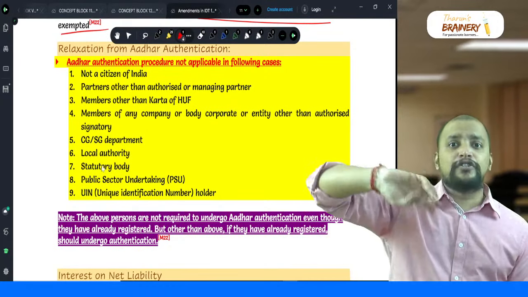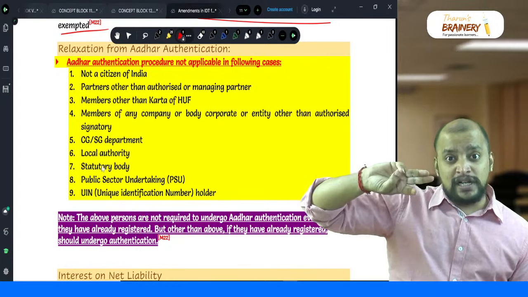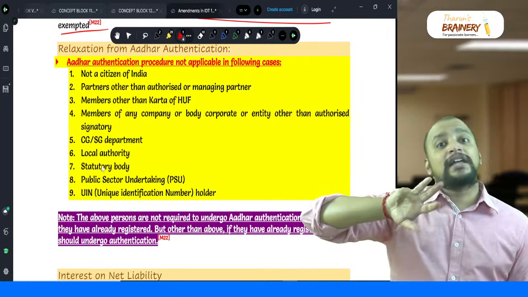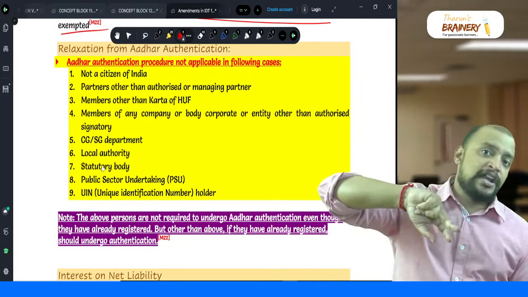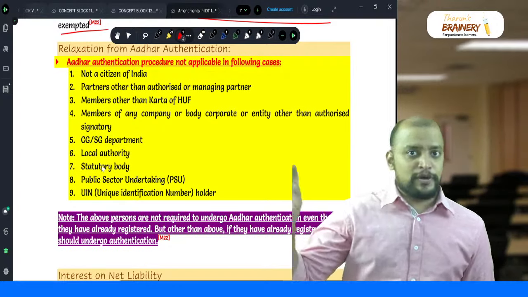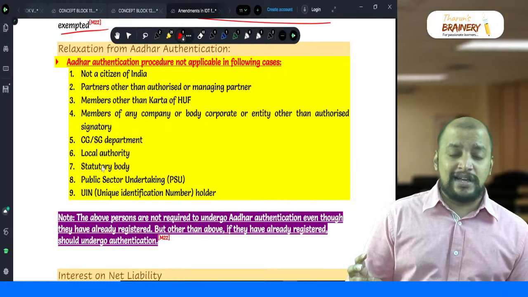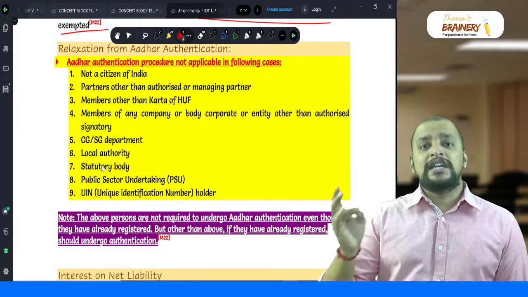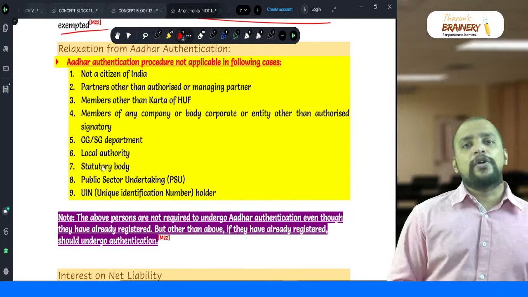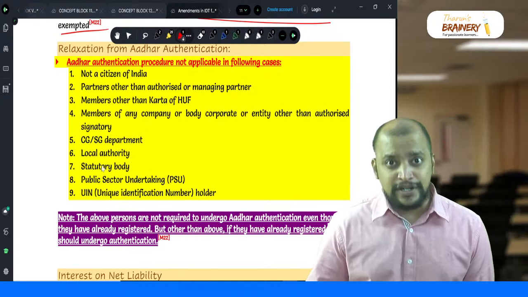First 4 people: individual other than, that is, an individual who is not a citizen of India. Then partnership firm other than authorized or managing partner. HUF other than Karta. Body corporate other than authorized signatory. 4 points. Then government related points: central government or state government department, local authority, public sector undertaking or statutory body. Then last, UIN holder. So these people are not required to undergo authentication when they are going for registration.